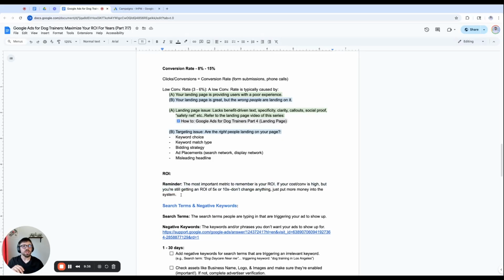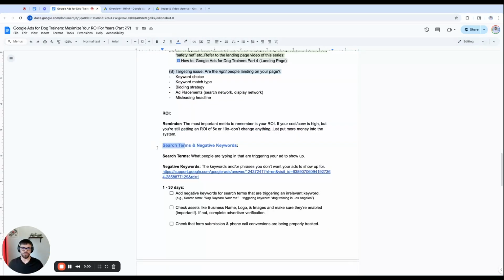And this is really important to remember because a lot of people make this mistake of getting so caught up in the metrics of a campaign, and at the end of the day, they're getting a 7x return on their money. That's a great return on your money. Don't get caught up in tinkering with the campaign. Just put more money into that system, and if anything, fix your sales process on the back end to get an even higher return. So now let's cover search terms and negative keywords.